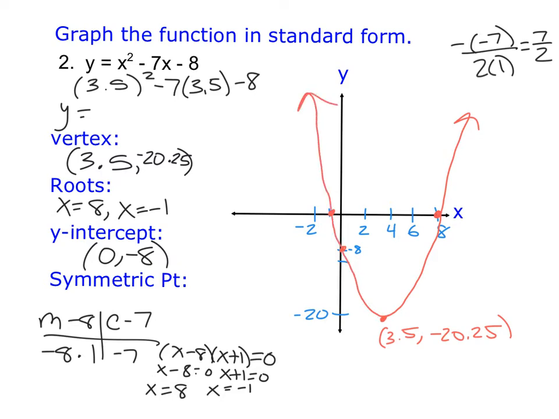And then how do we find the symmetric point? So remember, we double the vertex. So if we have 3.5 and we double it, we get 7. And then the y is the same as the y-intercept because it's the symmetric point of the y-intercept. So we get that point around here. Right, that's it. So notice that I'm labeling enough so that I know what these points are.